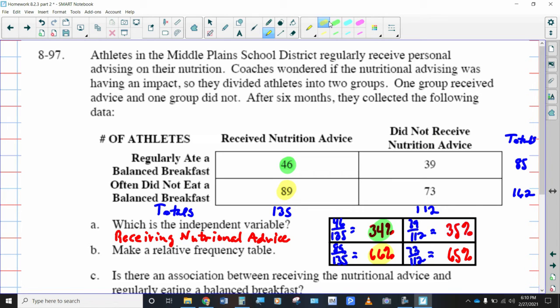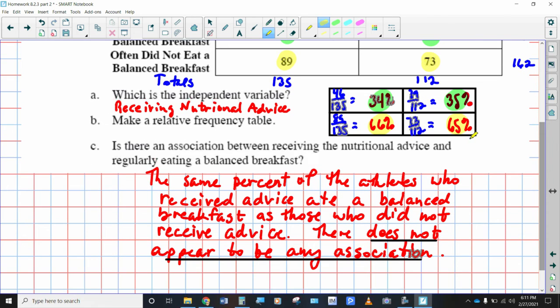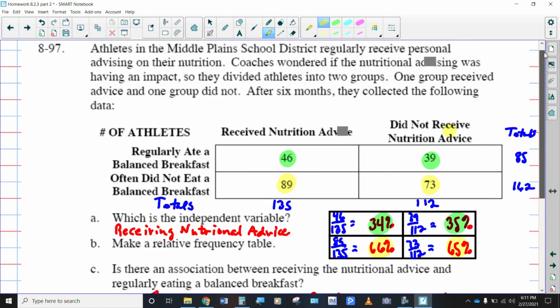Now let's look at this data over here. Of the people who did not receive any nutritional advice, 39 out of the 112 ate a balanced breakfast, and the remaining of them did not. Now, this is not what we would expect at all. A higher percent of the students that received no advice at all actually followed the good advice and ate a balanced breakfast regularly. So the fact that there is absolutely no change, or very little change, we're going to say that there does not appear to be any association between teachers spending all that extra time, or is this coaches?